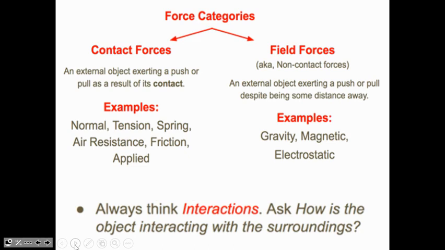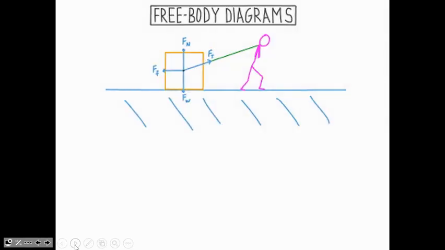So in order to keep all of these arranged in your head and be able to consider all of them, when looking at a force problem, one way to approach this is to always just think about the interactions that are going on. So if you're trying to figure out what forces are being exerted on this object, just ask yourself, how is the object interacting with its surroundings? Are there any points of contact? Does it have mass? Does it have charge? Is it moving? How is it interacting with its surroundings?